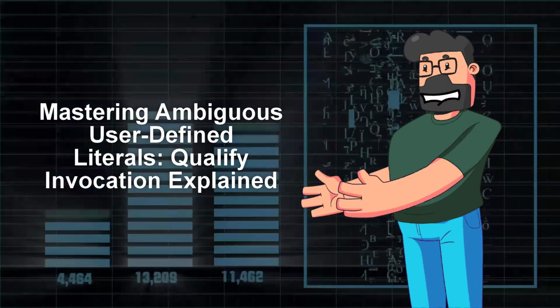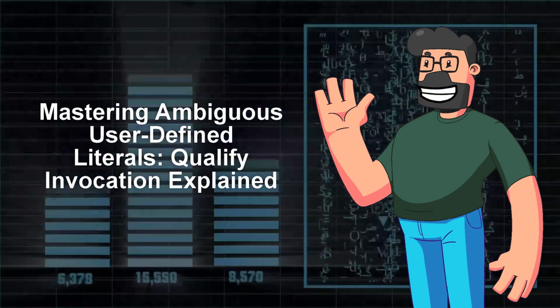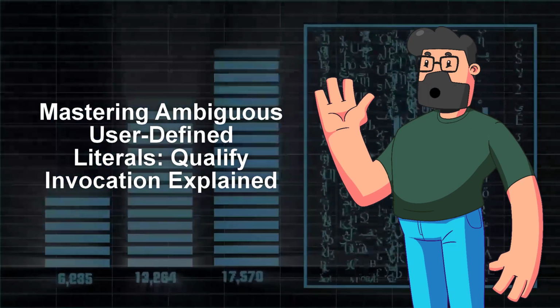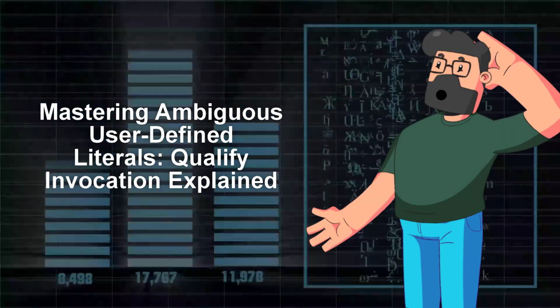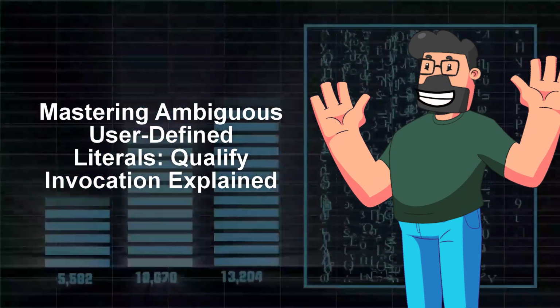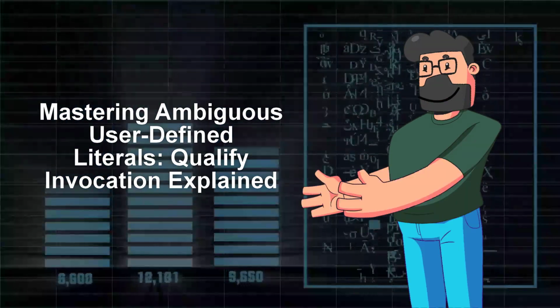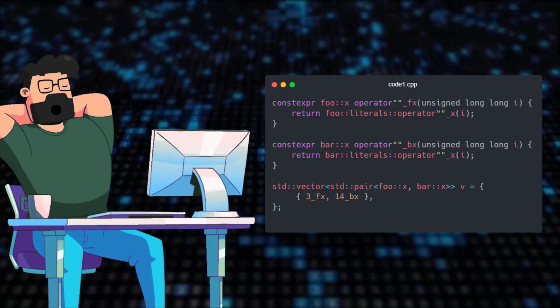Hey there! In this video, we're diving into a common problem that might pop up when dealing with namespaces and user-defined literals. Picture this. You have two namespaces, both defining the same UDLs, and you want to use them in the same scope without ambiguity. Tricky, right? That's our problem today. Now, let's talk about the solution to this dilemma.